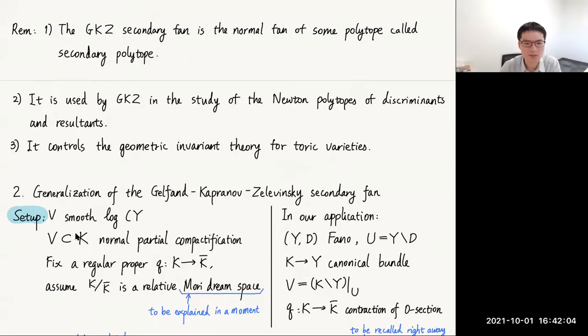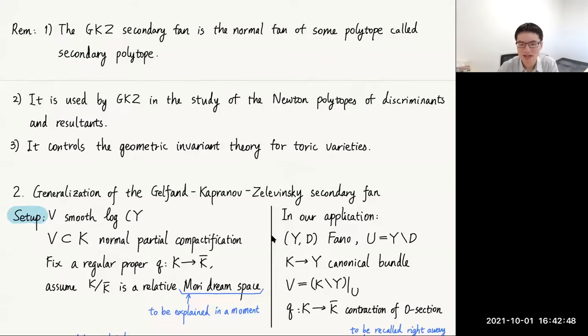Yeah, we have V a smooth log Calabi-Yau, and K a partial compactification of V. And furthermore, we fix a regular proper map Q from K to K bar. And we assume that this map Q is a relative Mori dream space. I will explain it in a moment. So yeah, maybe these are slightly complicated notations, but we don't have many things. Just V, K, and K to K bar. We have three symbols here.